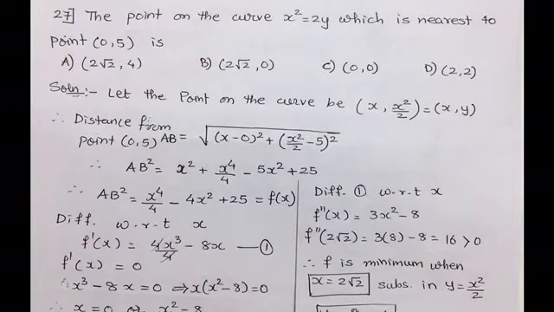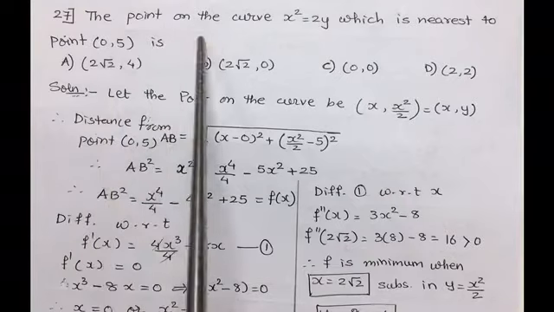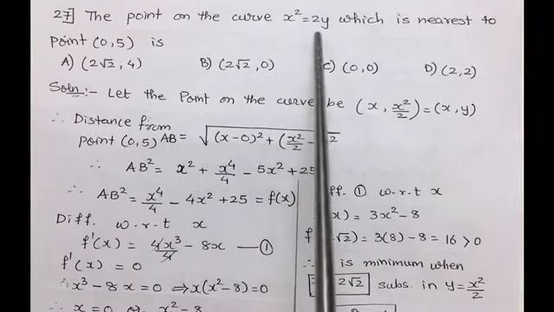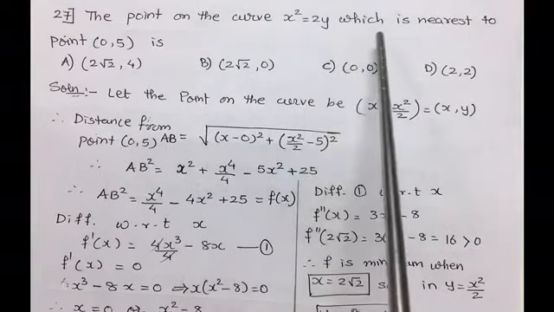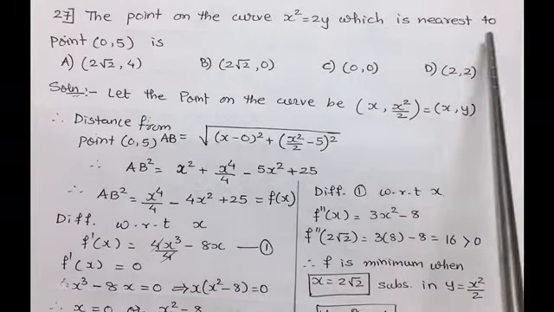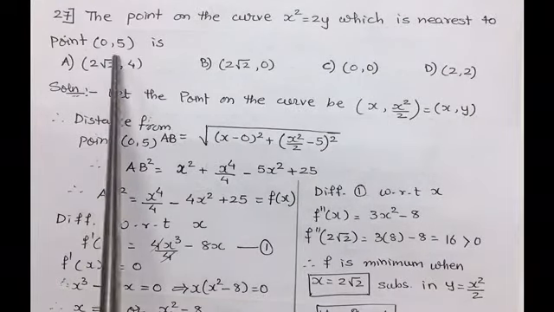Chapter 6, Applications of Derivatives. Exercise 6.5, 27th question, which is an MCQ. The question is: the point on the curve x square equal to 2y, which is nearest to (0, 5) is.